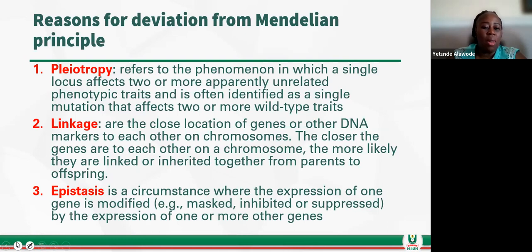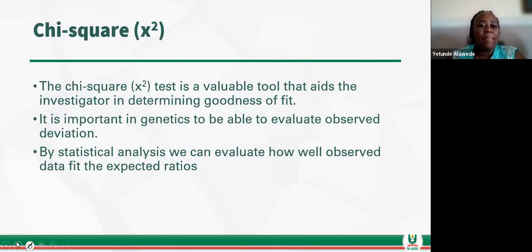So if there's a deviation, that is why chi-square is involved, because chi-square is a test, a valuable tool that aids a farmer or an investigator to determine the goodness of fit. There's something that we call goodness of fit in statistics. So this chi-square is the one that will make you know the goodness of fit, and it's important for genetics, especially when you do your field work and your statistical analysis.